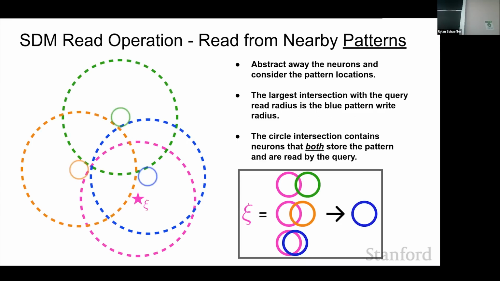The key thing to relate this back to attention is to abstract away the neurons that are operating under the hood and just consider these circle intersections. What each of these intersections between the pink lead circle and each of the right circles means is the neurons that both stored that pattern when it was written in and are now being read from by the query. And the size of that intersection corresponds to how many patterns the query is then going to read.